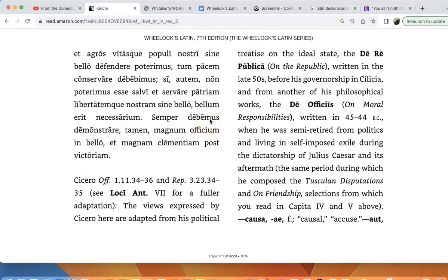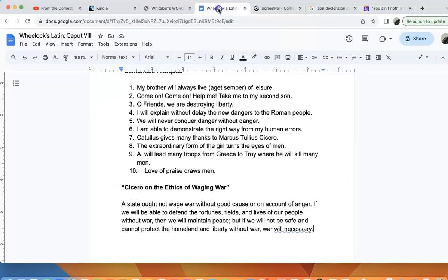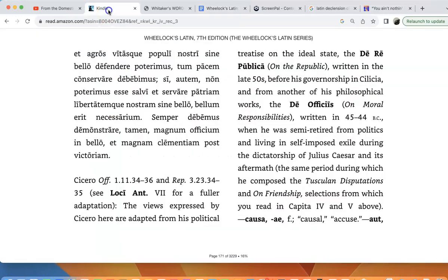We ought, so mus means we ought always to show, so demonstrate means to show, or will, oops, I forgot the verb here. Let's see here. So yeah, we ought always, okay.